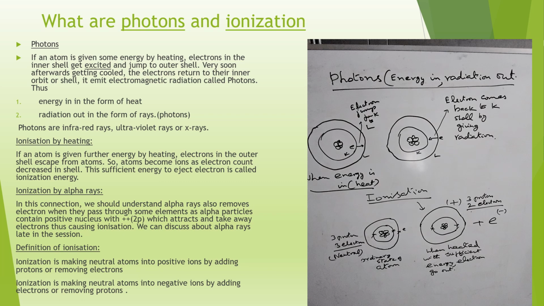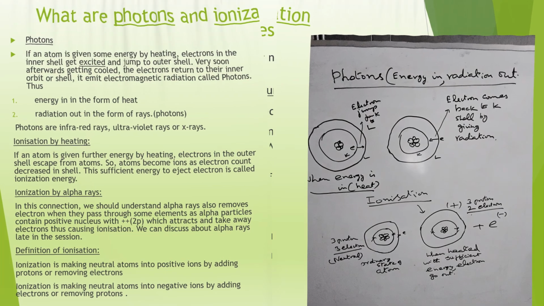Then, what is the definition of ionization? Ionization is making neutral atoms into positive ions by adding protons or removing electrons. In the same way, ionization is making neutral atoms into negative ions by adding electrons or removing protons. Just observe the picture, you will understand this.